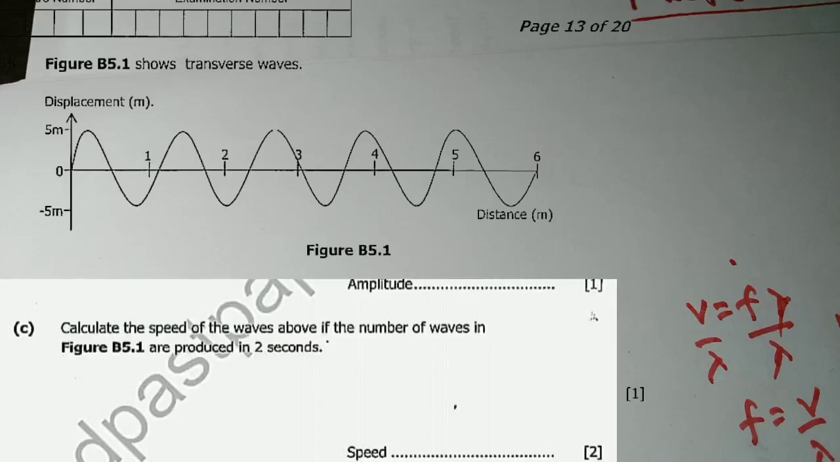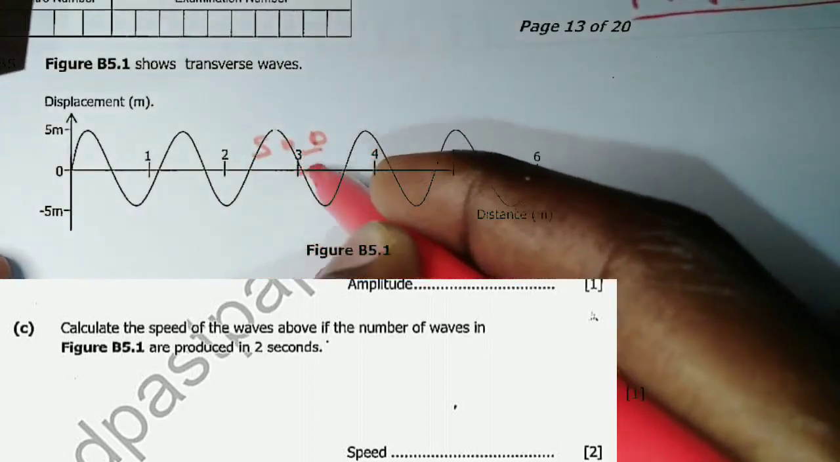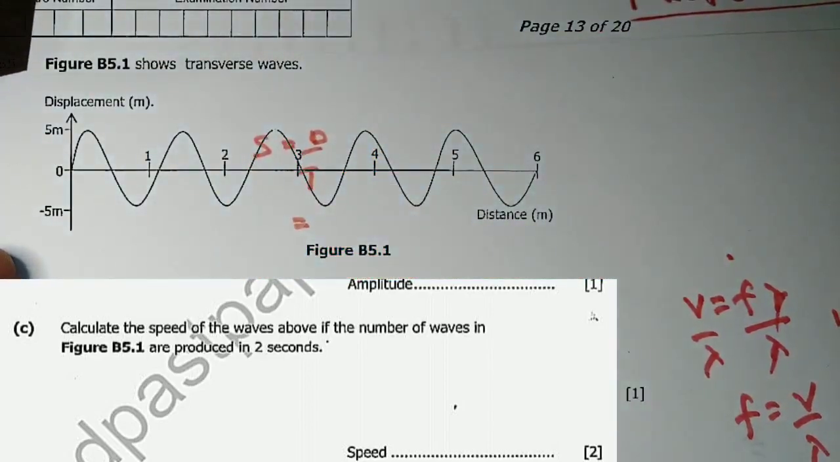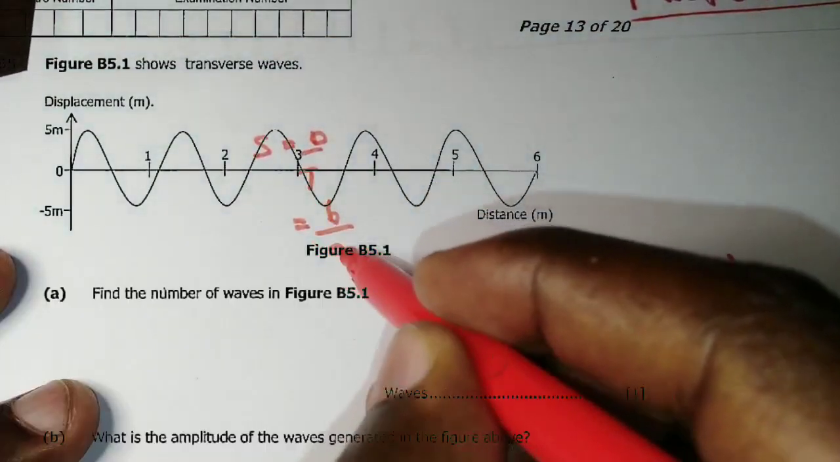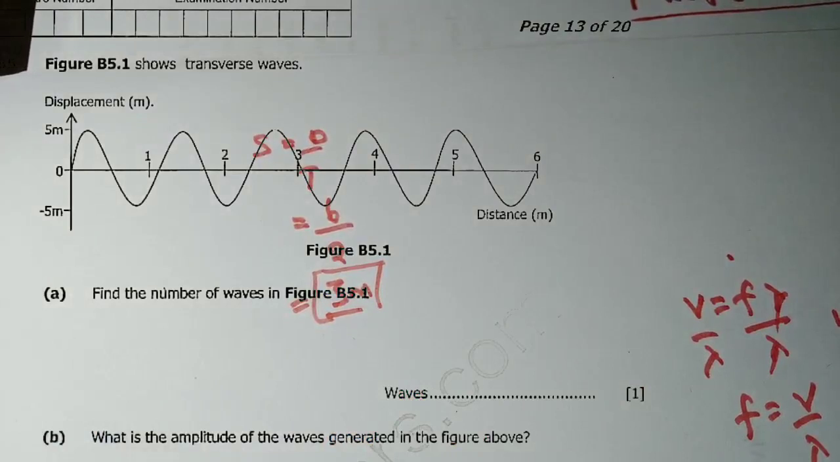Calculate the speed of the waves above if the number of waves are produced in 2 seconds. So you can say speed is equal to distance over time. The total distance to form these waves is 6. The time it takes, we are told, is 2 seconds, so we have 3 meters per second.